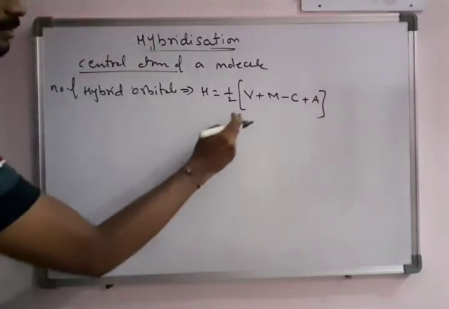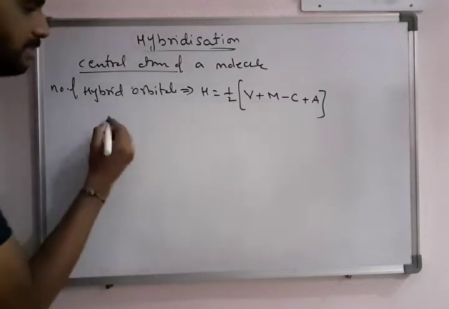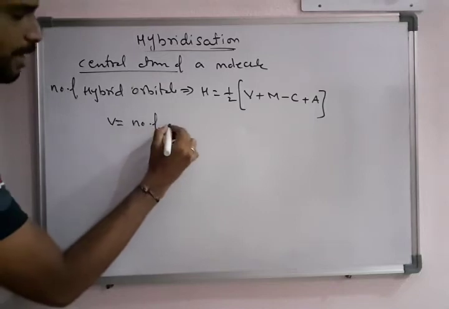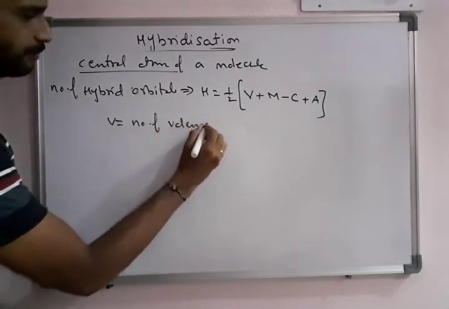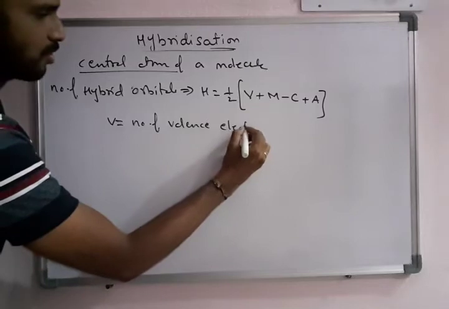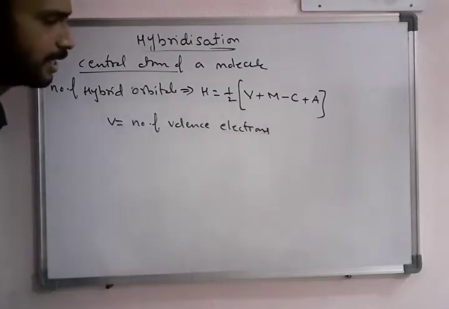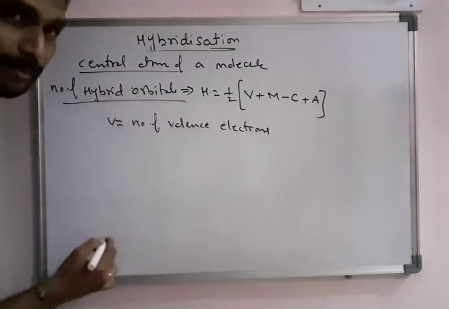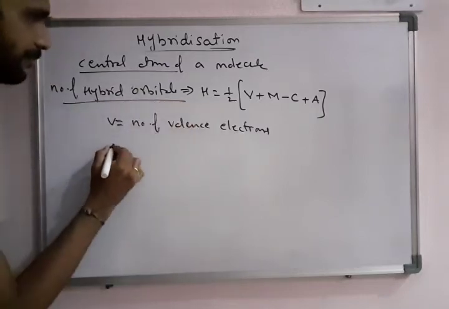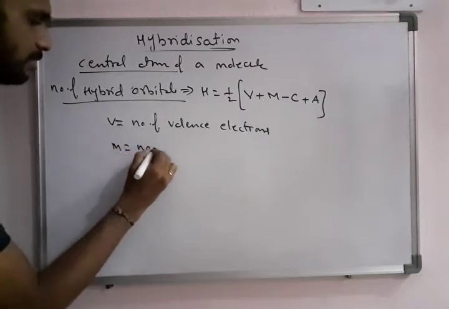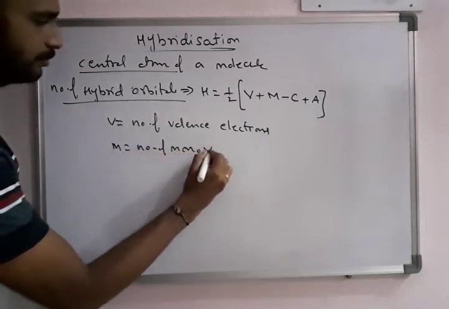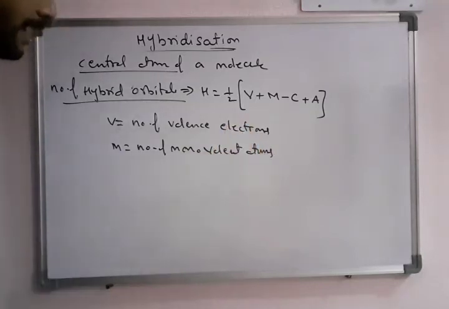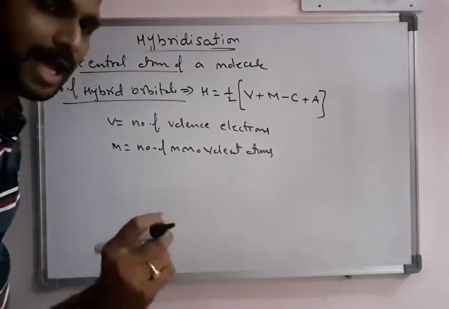Here the important thing is the representation of the symbols. Here V indicates the number of valency electrons, the number of valency electrons on that particular atom for which we are going to calculate the number of hybrid orbitals. M is equal to the number of monovalent atoms bonded to that atom.